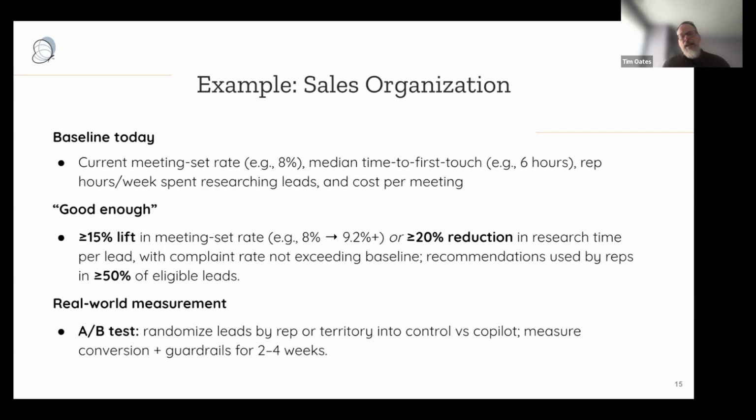So we'll randomize by leads or by territories. We'll say, you people are going to do the old method, which is just think about it and figure out who you should contact. Then we'll have this AI system that's going to be ranking, and we're going to measure the conversion and the guardrails for 2 to 4 weeks. So that's what it needs to look like. It needs to be very specific.